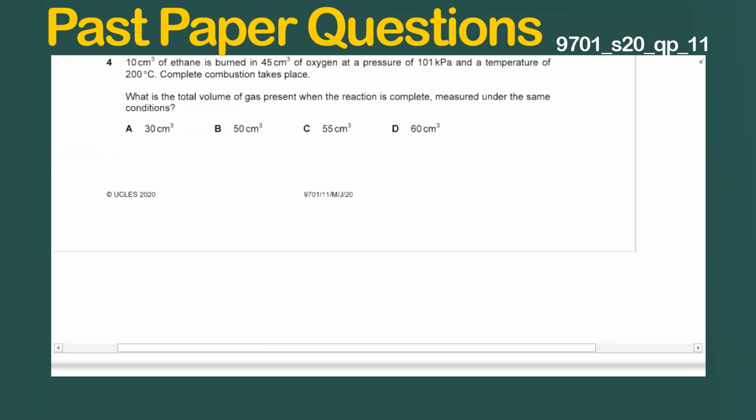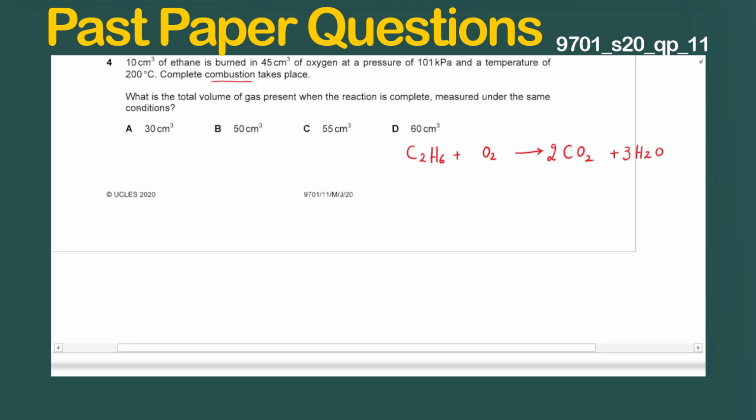Let's have a look at question number 4 now. 10 cm³ of ethane is burned in 45 cm³ of oxygen. This is the complete combustion equation. Ethane is C2H6. It burns in the presence of oxygen, so it produces carbon dioxide and H2O. We have 2 carbons in ethane, so there must be 2 carbon dioxide. 6 hydrogen atoms will give you 3 H2O.